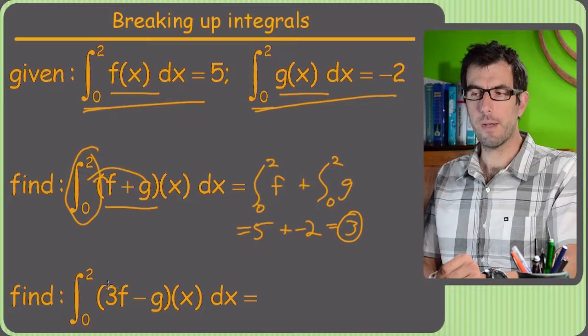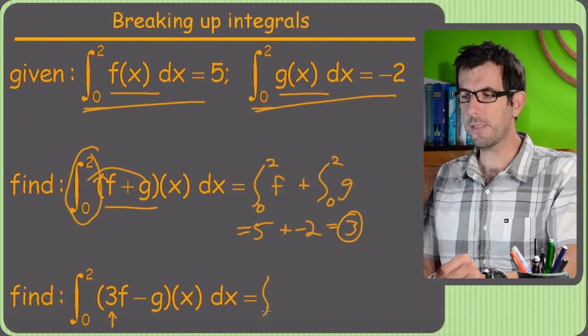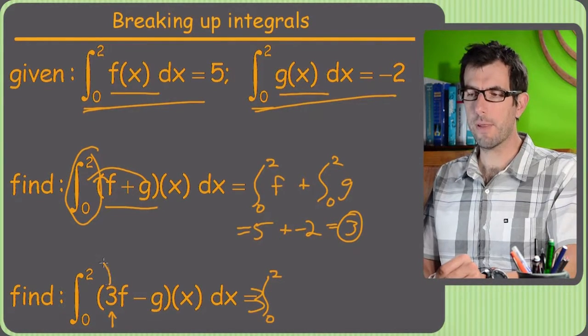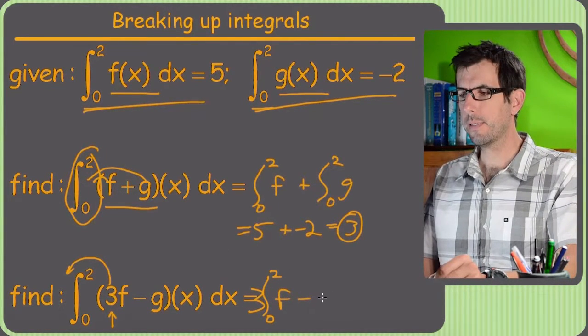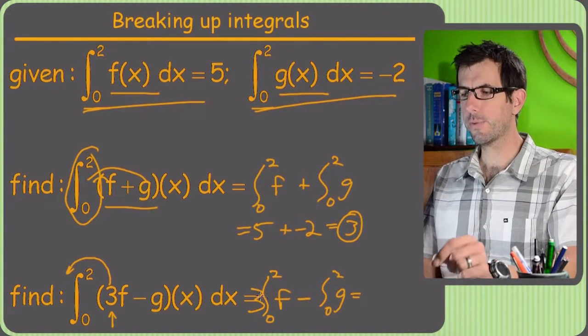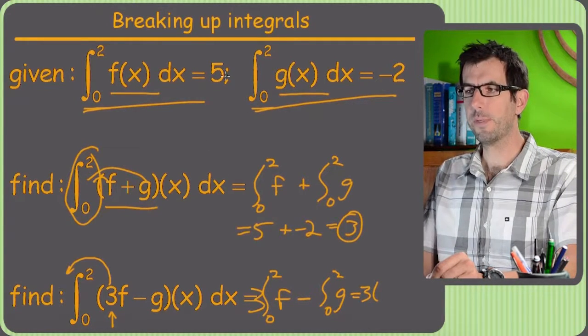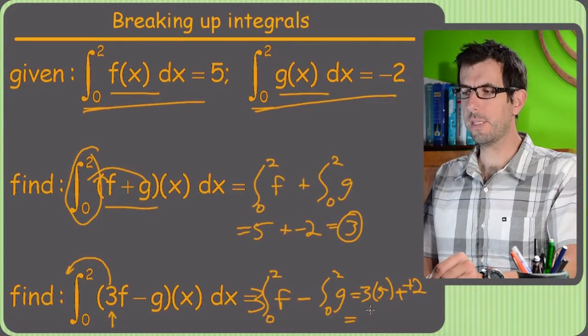So always some slightly different numbers. Now I've got a constant in there, plus we got to split it up. So this is going to be the same as, if we move that 3 out in front of the integral, 3 times the integral from 0 to 2 of f minus the integral from 0 to 2 of g. So that's 3 times the integral of f from 0 to 2, which is 5, minus the integral of g, which is -2. Of course, those cancel, so we get 15 plus 2 is 17.